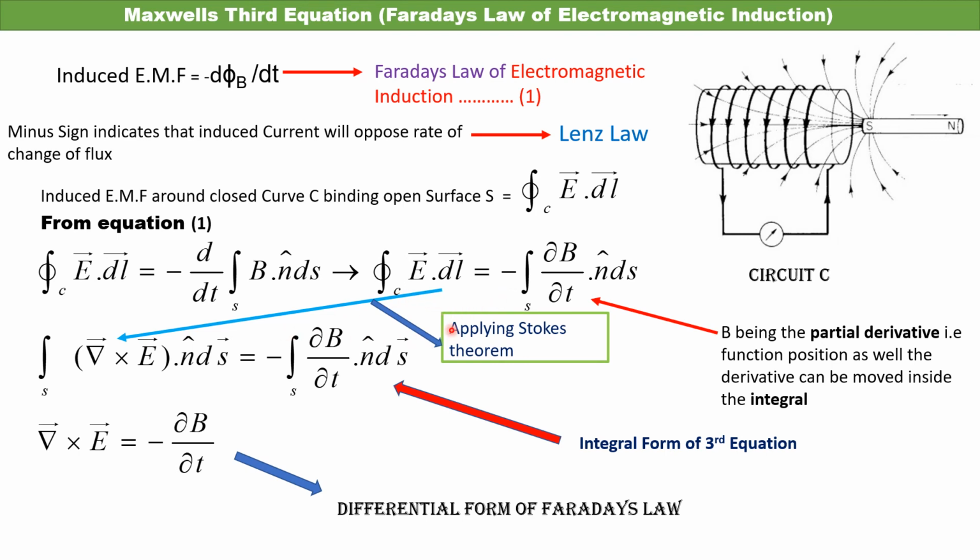By the Stokes theorem, as I already taught you, that line integral can be changed into a surface integral. So E dot dl can be changed to curl of E dot n cap ds, and there is also a surface integral on the other side. So this is the integral form of Maxwell's third equation, that is Faraday's law of electromagnetic induction. Now equating these two sides, the left hand side and right hand side surface integrals, we can write curl of E is equal to minus del B del t.